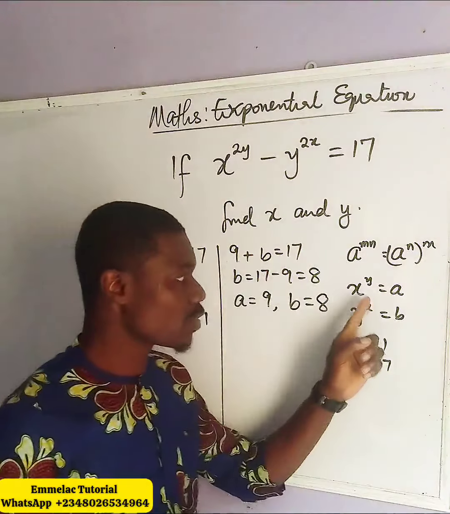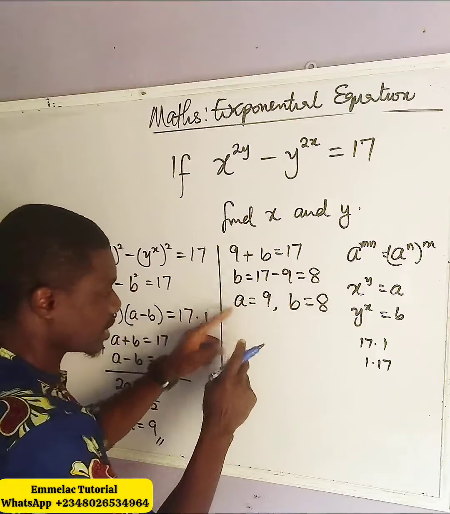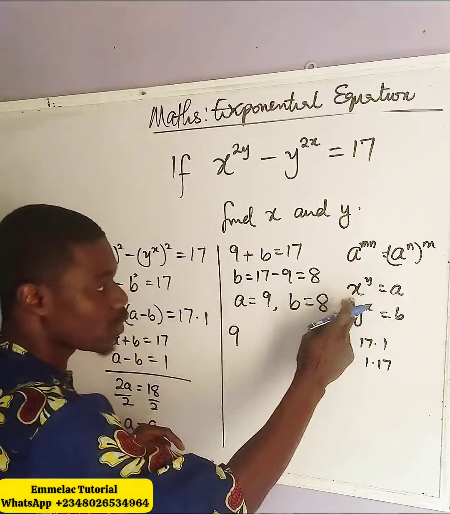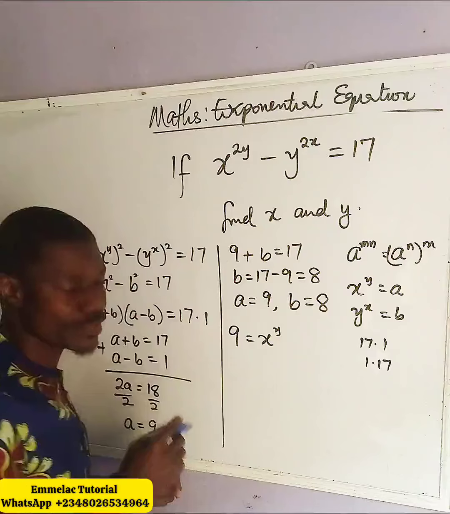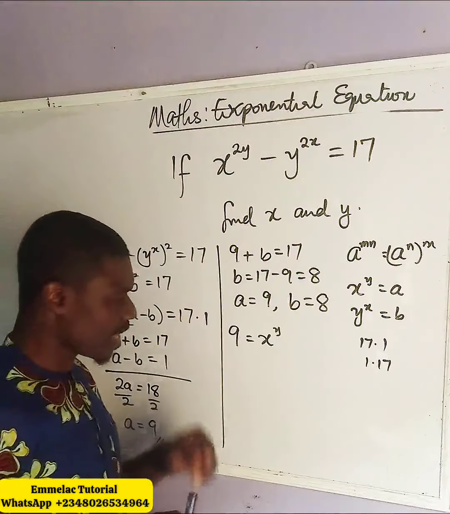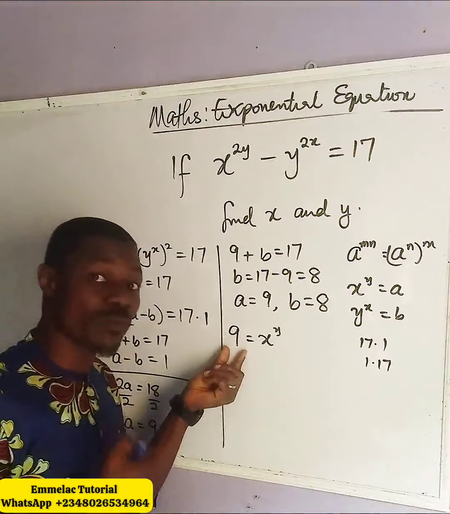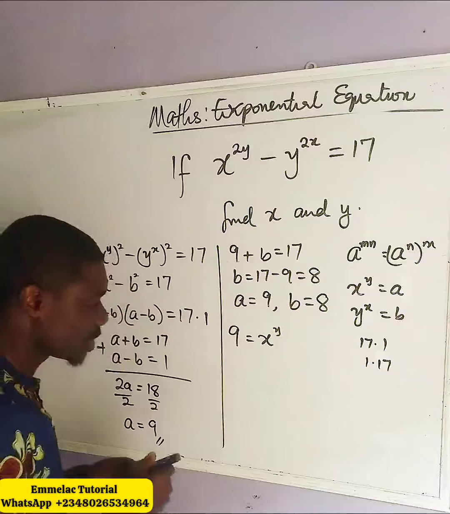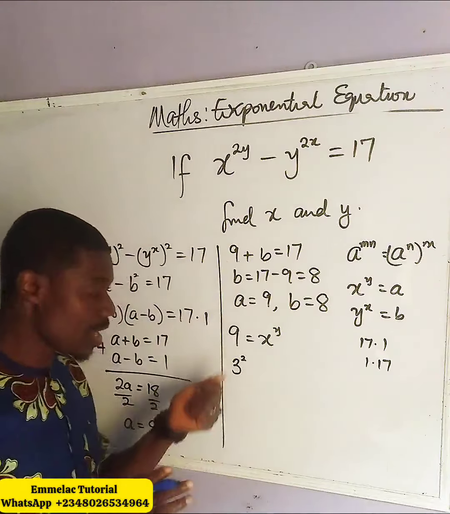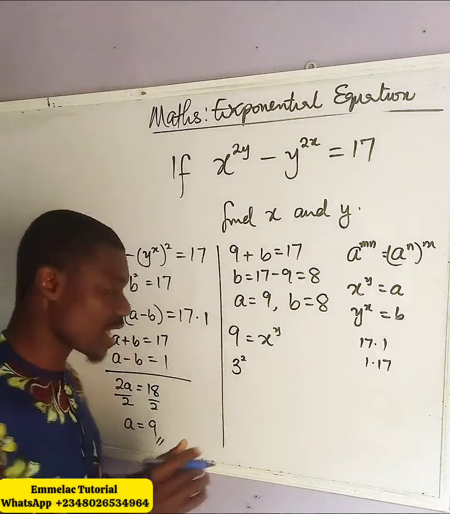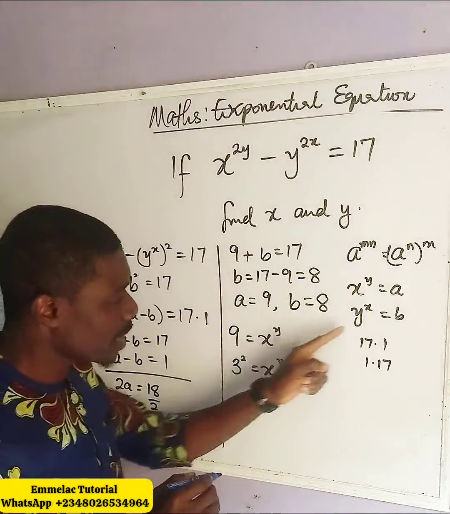But take note that we are looking for x and y here. Now let's come over here. a is 9, right? And a equals x raised to the power of y. So here we have x raised to the power of y. Now since this is in the form of an exponent, let's make this also in the form of an exponent. Let's see how it goes. Now this will be 3 raised to the power of 2, because that is the only possible exponent that will give us 9. So it equals x raised to the power of y.